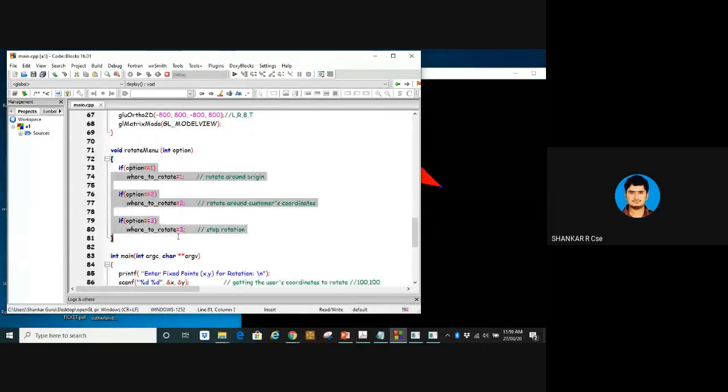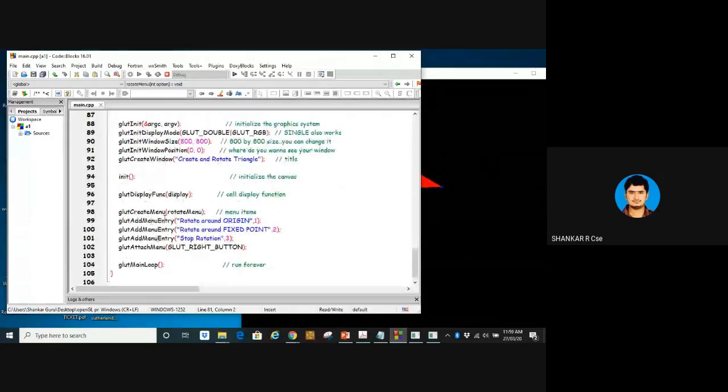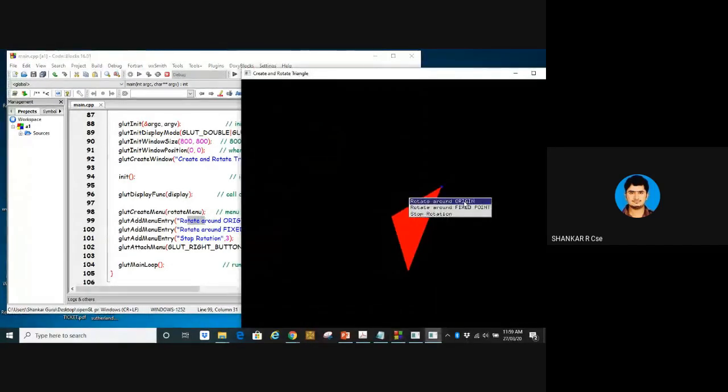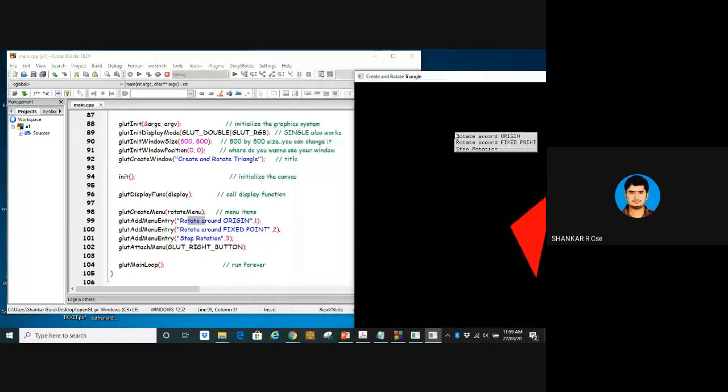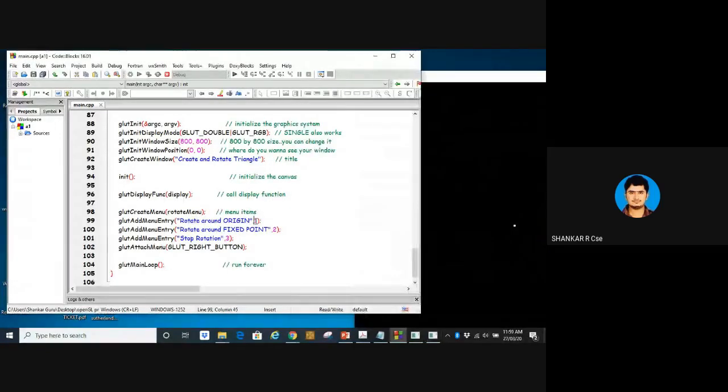So rotation menu is over, and the other entries. How do you attach the menu? Add menu entry is what you should take, and mind you, these are all glut properties. Glut create menu, glut add menu entry. So what do you want? Rotate around the origin. Second one, rotate around the fixed point. Third one is stop it. And whatever you gave here, this is your options.